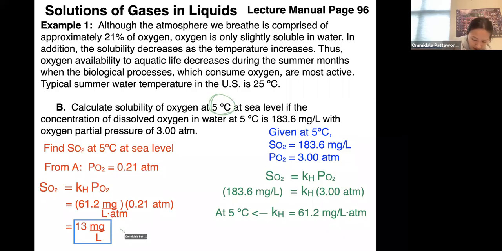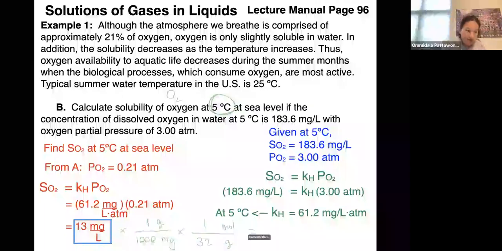In this case, I'm going to convert these milligrams to moles. I divide by 1,000 milligrams per 1 gram, and convert to moles using the molar mass. Oxygen gas is O2, so the molar mass is 32 per 1 mole. If you calculate this, you get 4.1 times 10 to the negative 4 mole. I'm going to use this number to compare with part A. This is the amount of moles of oxygen in 1 liter of the solution at 5 degrees Celsius, so this number should be higher than in part A. Let's take a look at that.